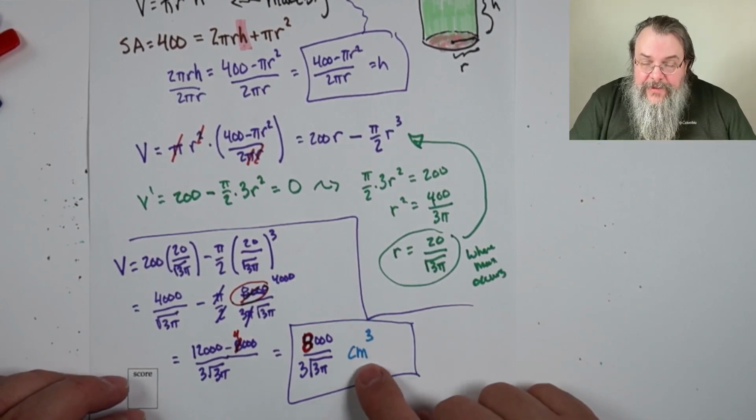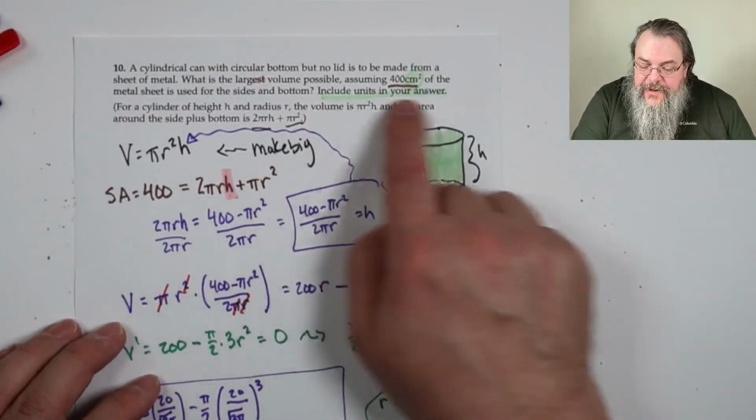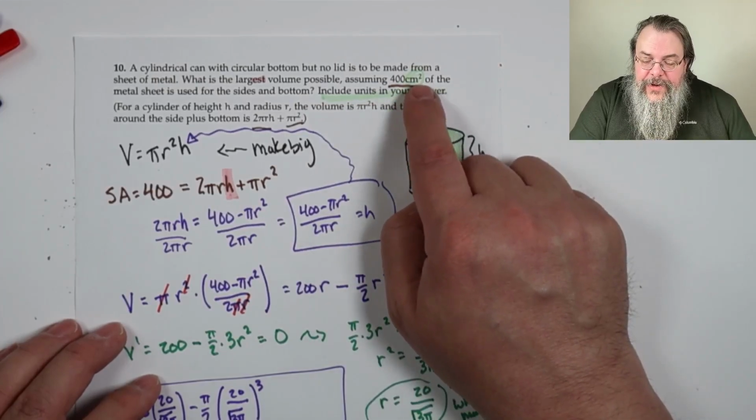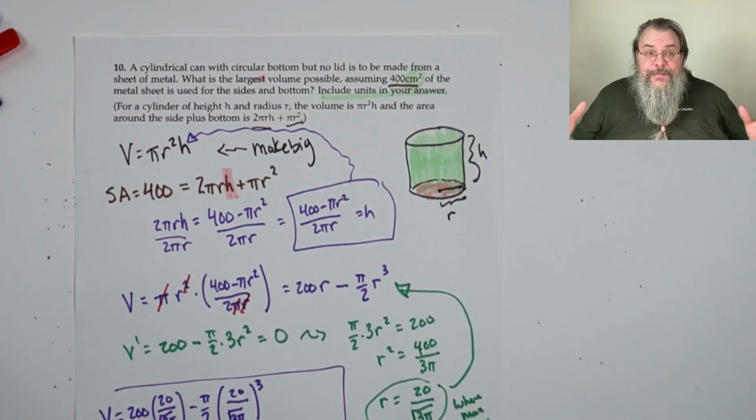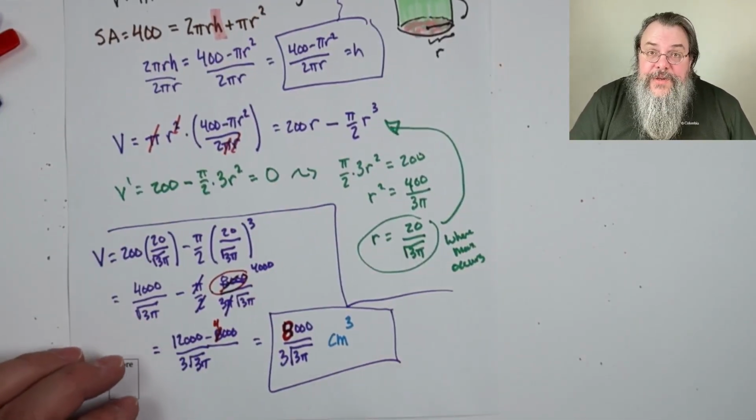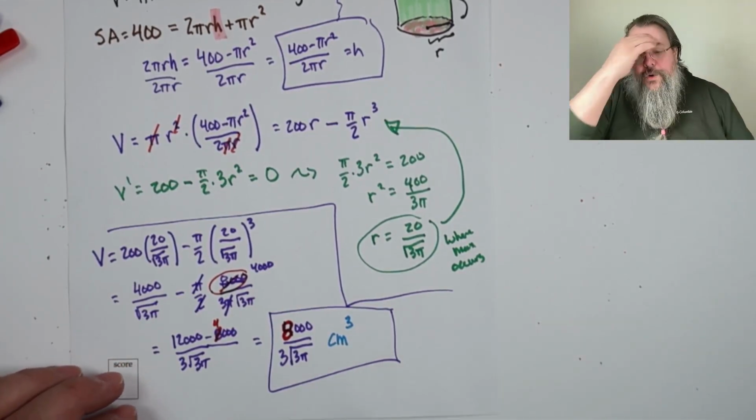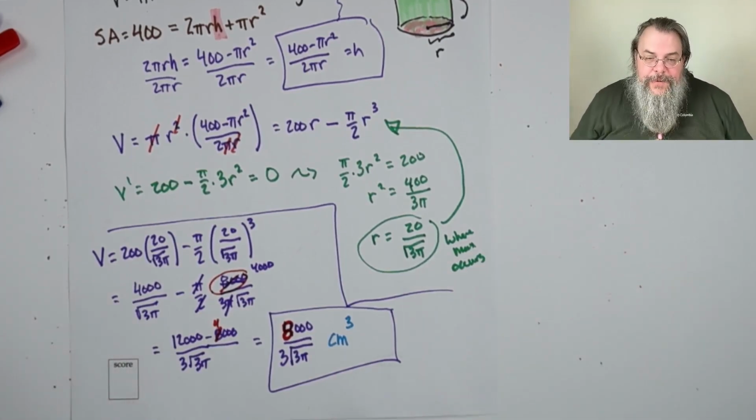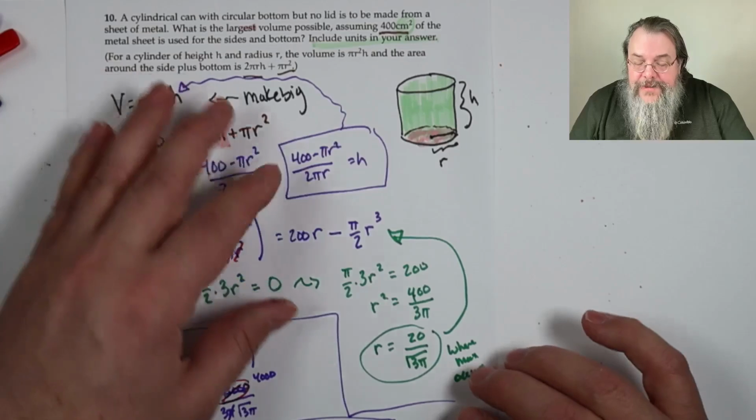Now, where did we get the centimeters cubed, right? Well, remember, we've got to include units in our answer. And they gave us a big clue. They said area is centimeters squared. Everything's being measured in centimeters. So centimeters cubed, that gets us our volume. Whew! Wow. What a problem, right? It's a little bit involved.